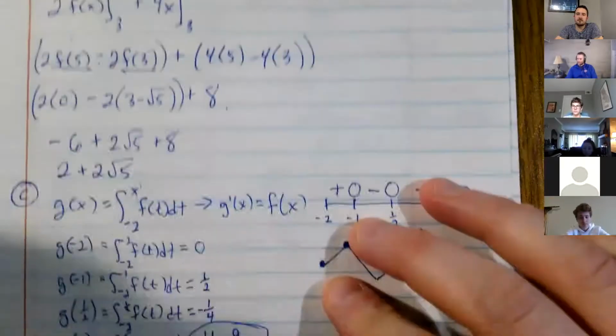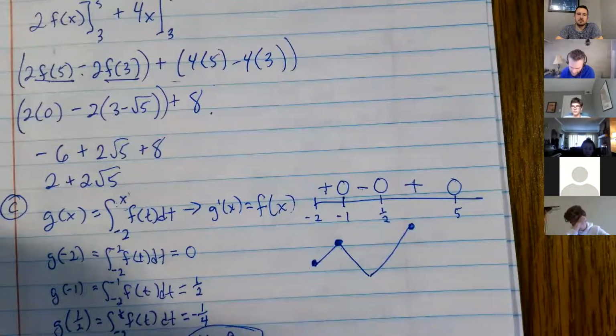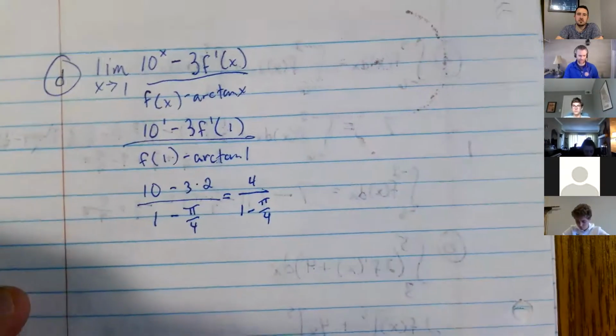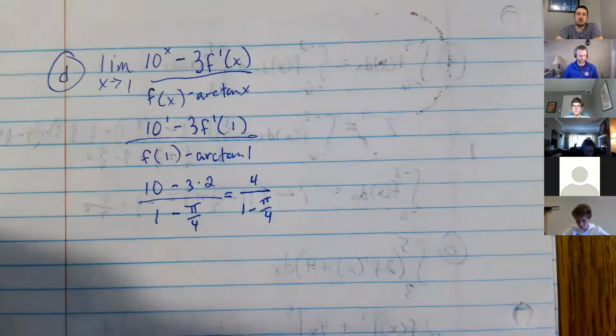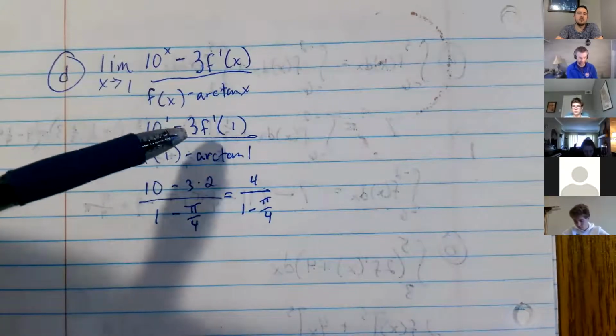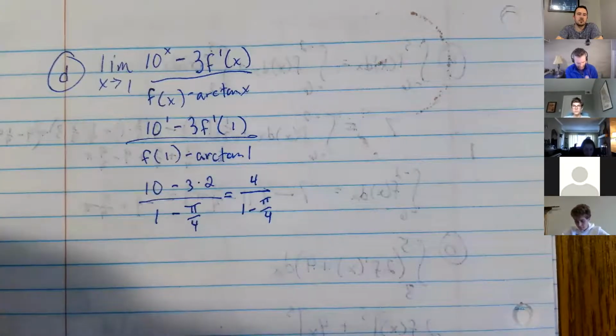So let's go on to part D then. Part D is pretty reasonable. It just says find the limit as x approaches 1 of 10 to the x minus 3 f prime of x over f of x minus arctangent of x. On my initial glance, I was expecting maybe a L'Hopital's rule question, but it's not even that. When you plug in, you just get 10 to the first minus 3 times f prime of 1 over f of 1 minus arctangent of 1.